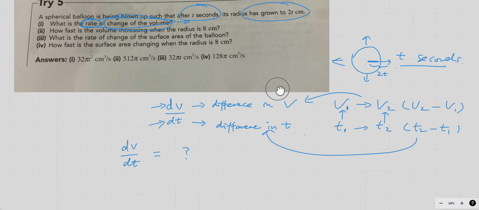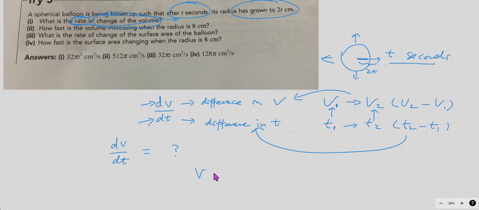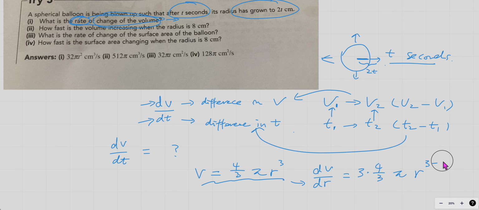Another way to look at it is this. First, what's the volume for a sphere? It is 4/3 pi r cubed. Therefore from this one you can have your dV over dr already, because you just differentiate it. You bring down the 3 to the front, then you differentiate the power minus 1. I'm going to show you how later. So dV over dr is this, right?